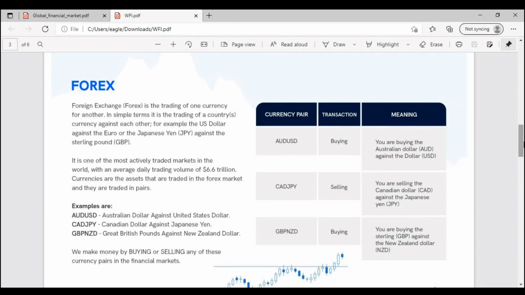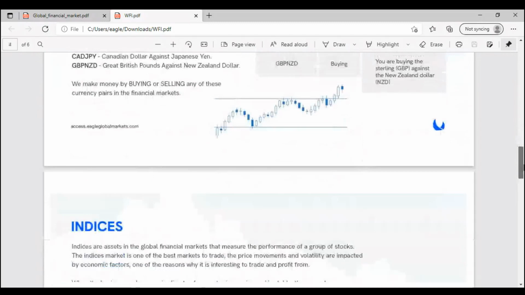Now, to the right hand side, we see currency pair AUD/USD, for instance, transaction buying. It means we are buying the Australian dollar against the United States dollar. They are both dollars. CAD/JPY, we are selling. It means we are selling the Canadian dollar against the Japanese yen. GBP/NZD, we are buying. It means we are buying the sterling against the New Zealand dollar. That's basically what it means.